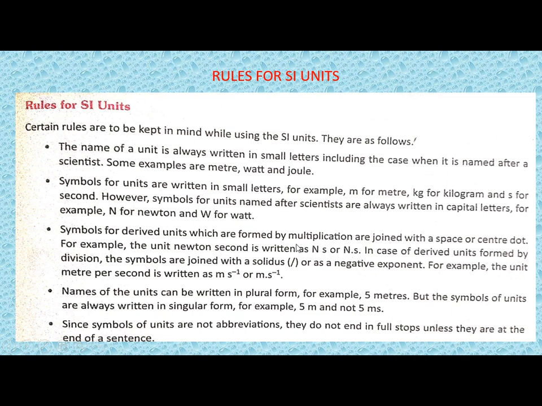So this was the case if we are multiplying two units and forming a derived unit. If the derived unit is formed by division, then the symbols are joined with a solidus, or written with a negative exponent. For example, the unit meter per second, which is the unit for speed. This is written as m/s, or m s to the power of minus 1, and this is read as meter per second.